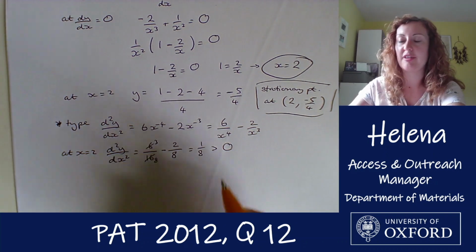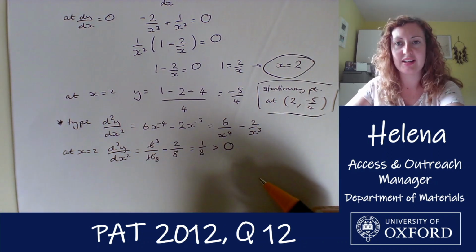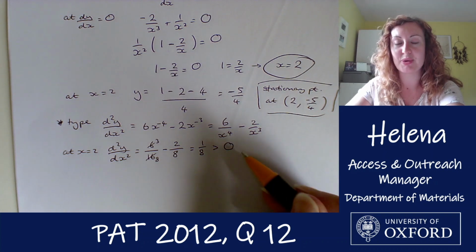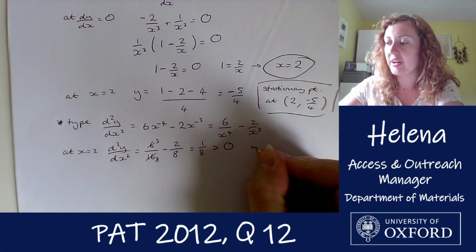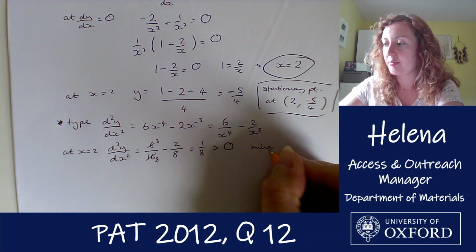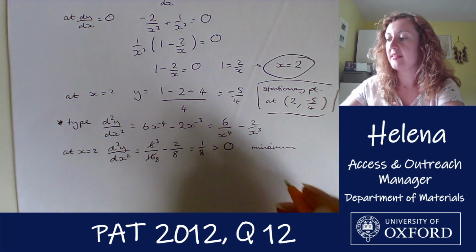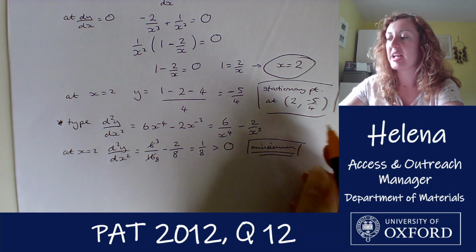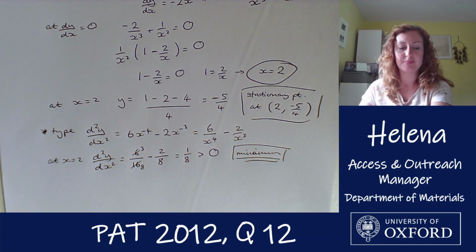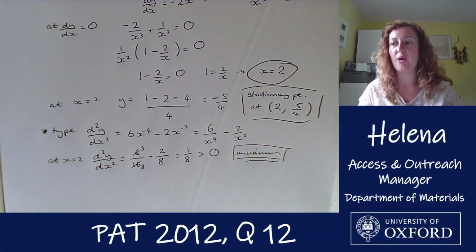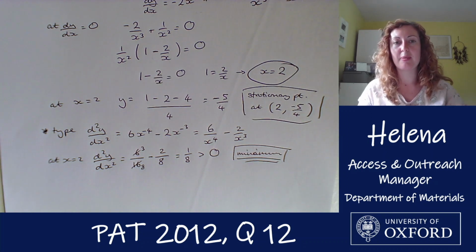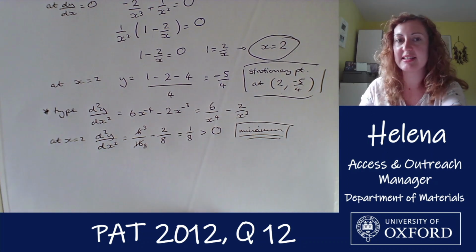So therefore, if the second derivative at our turning point, our stationary point, is greater than 0, we know it is a minimum. So we have a minimum at this point here. Brilliant. Okay, what next? So what happens when we go to the limits of our graph?